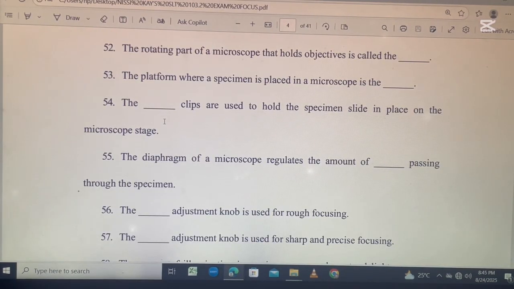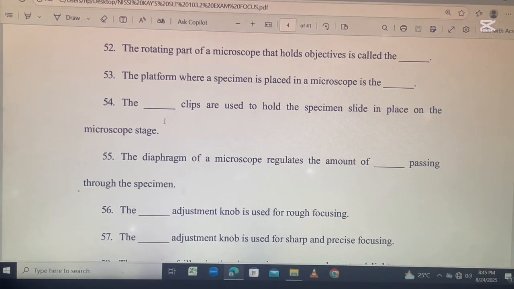The platform where a specimen is placed in a microscope is the stage. Now, the stage clips are used to hold the specimen slide in place on the microscope stage. They are the clips used to hold the specimen slide in place to ensure that it is stable, so it doesn't move, it doesn't shake and all of that.